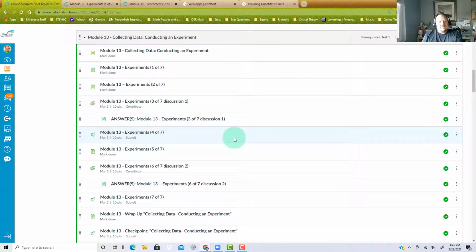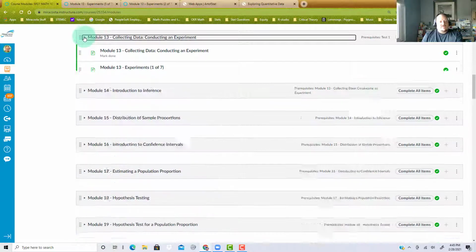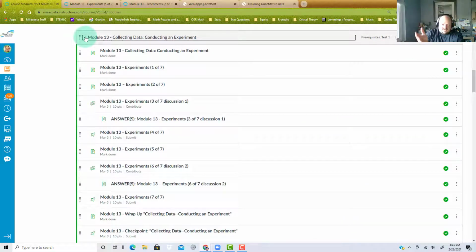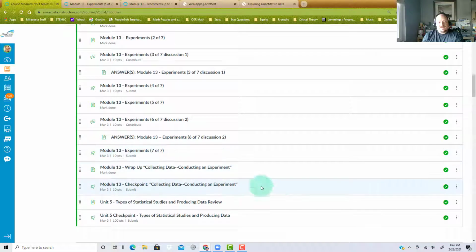All right. Coming up after Module 13, we do start talking about an introduction to inference, and that's again part of that big picture as we start making the rest of the cycle. We're swinging back to make an inference about the large group. So you'll also have not just a module checkpoint, but you will have a unit checkpoint at the end of Module 13. So take a look at that. All right, off you go.